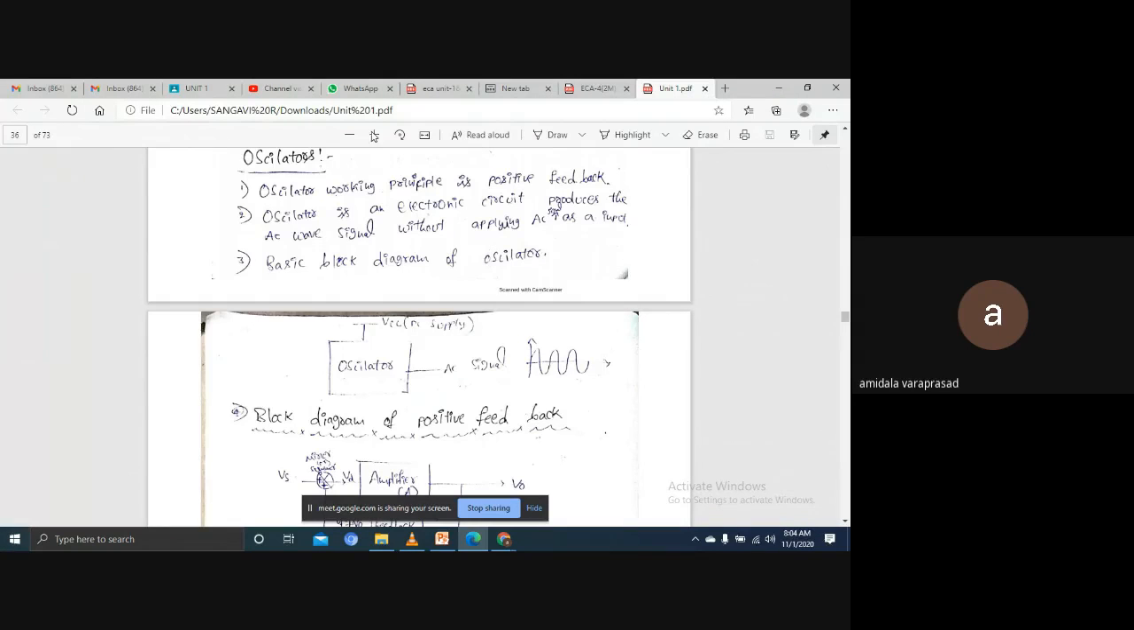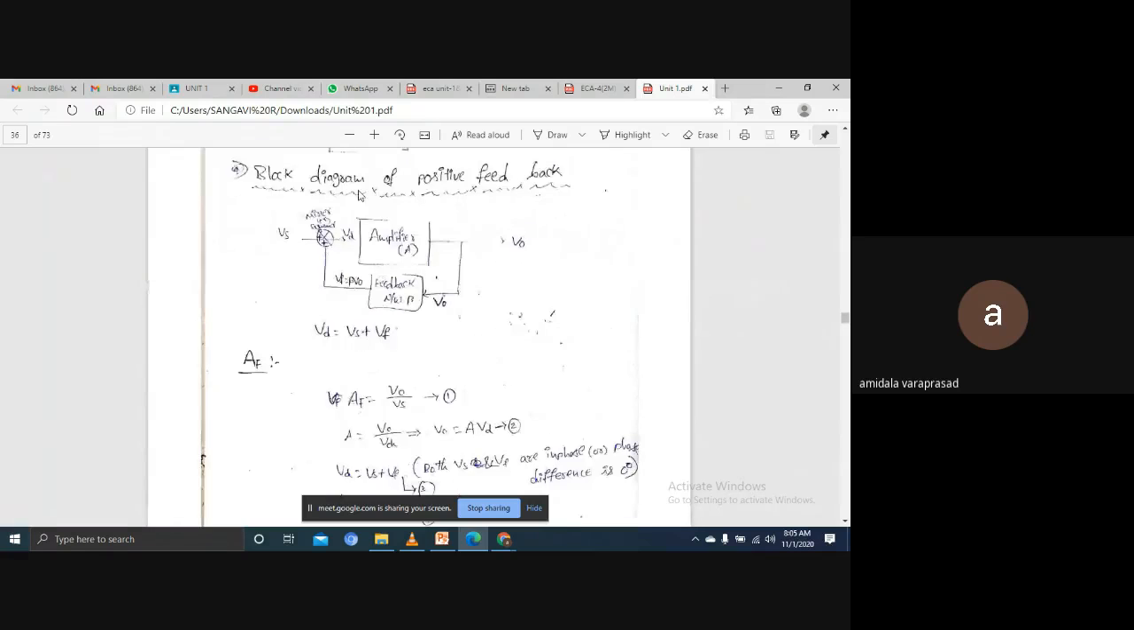See the block diagram. We didn't apply any AC input signal, but it can produce an AC signal. This is the block diagram of the oscillator. In the block diagram of positive feedback, this is the amplifier. What is meant by positive feedback? Vf and Vd both are in phase.